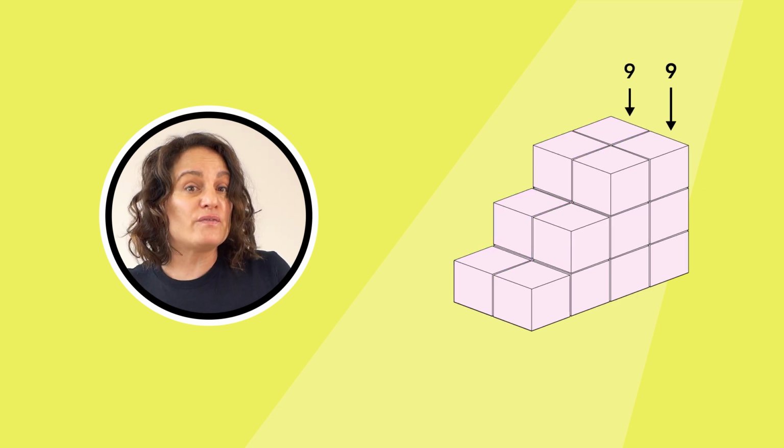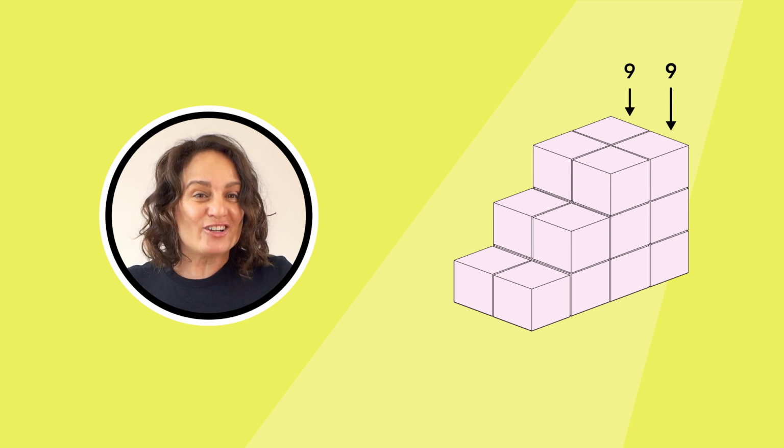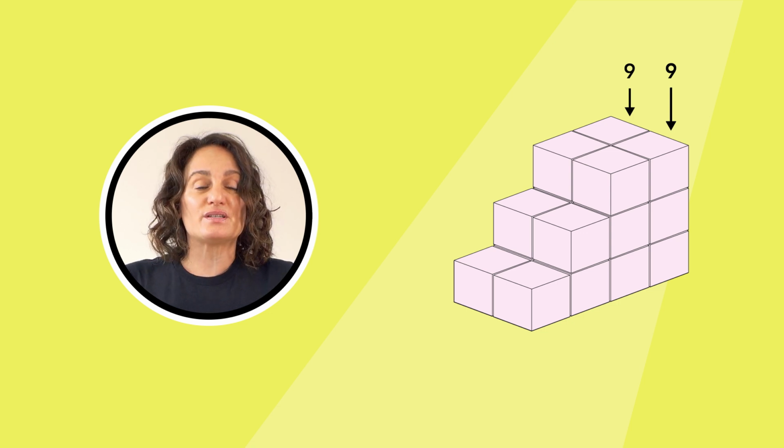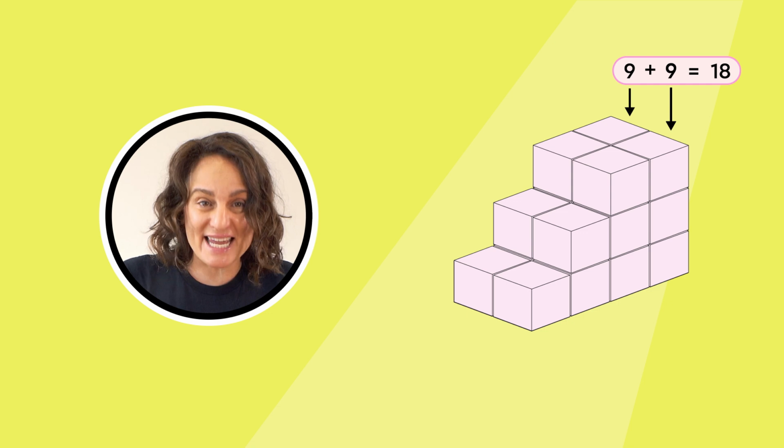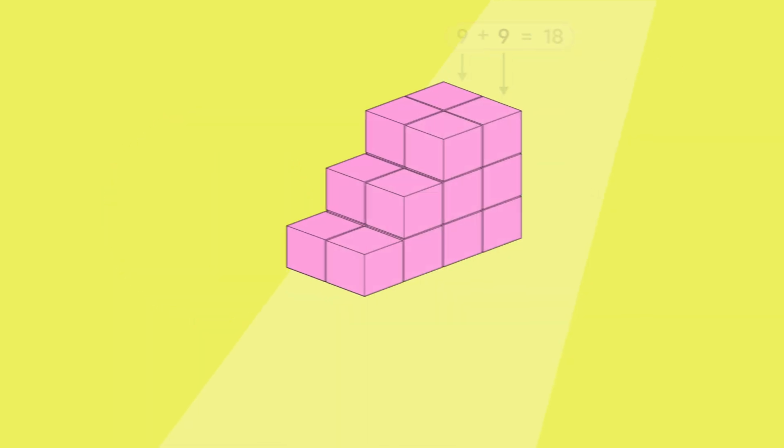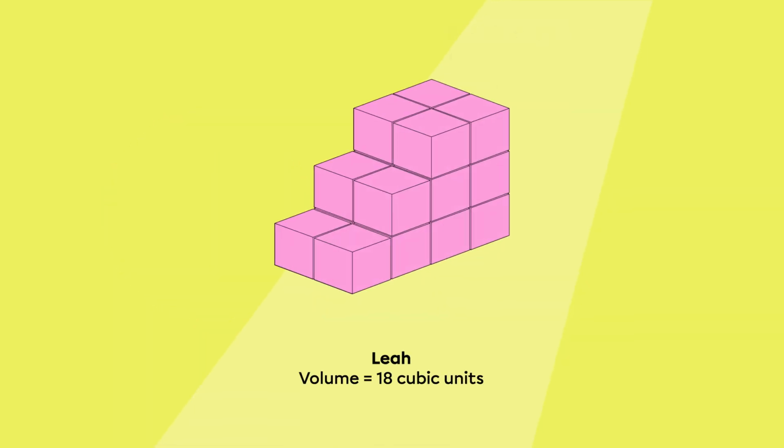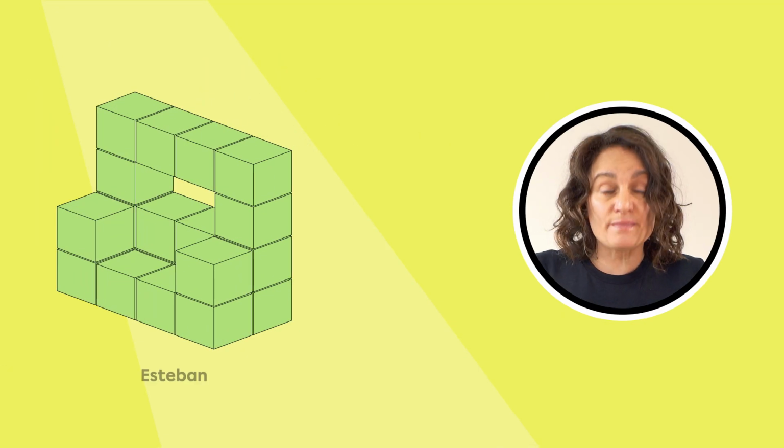I add the number of unit cubes on both sides to calculate the total number of unit cubes. 9 plus 9 equals 18. The volume of Leia's solid is therefore 18 cubic units. Now I'll calculate the volume of Esteban's solid.